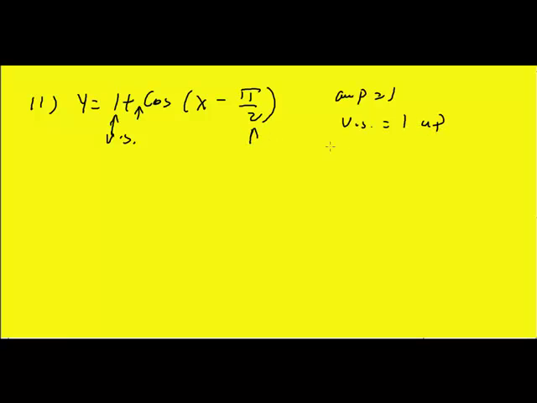And this is my horizontal shift, sometimes called a phase shift. Okay, that is pi over 2 units to the right. Okay, and the frequency is 1 because it's 1 right there. So that means my period is 2 pi. Period is 2 pi. So what is the hardest thing to take care of is this.